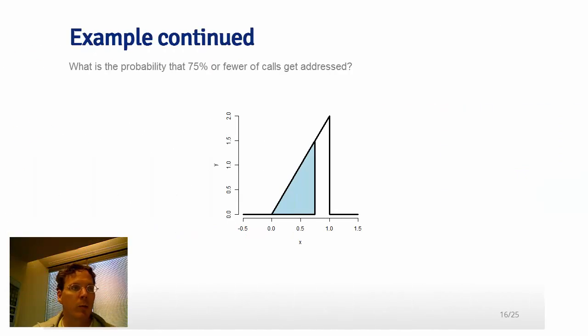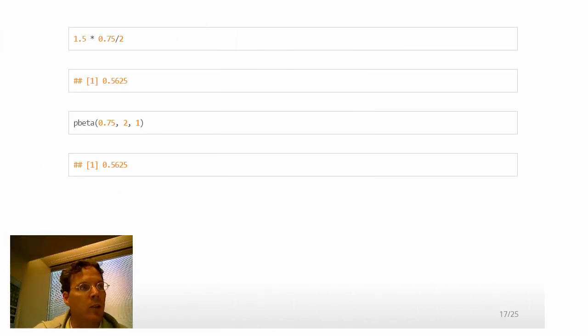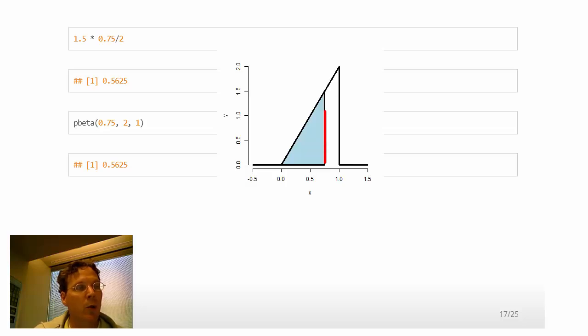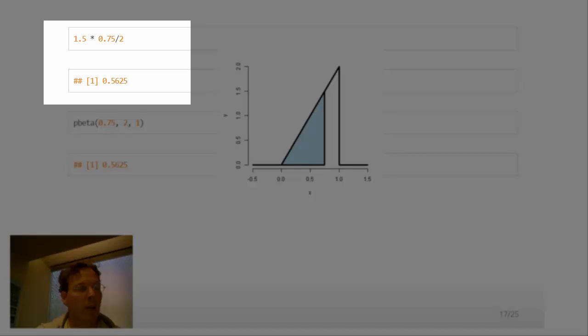Let's go through an example of working with this density. What's the probability that 75% or fewer calls get addressed in a randomly sampled day from this population? Well, it turns out quite nice that this is just another right triangle that we need to figure out. So the height at this point is 1.5, because remember the function is just 2 times x. So at the point 0.75, the height is 1.5. And then of course the value of the base is 0.75. But then we divide it by 2 because it's 1/2 the area of the base times the height, and that works out to be 56% as shown right here.